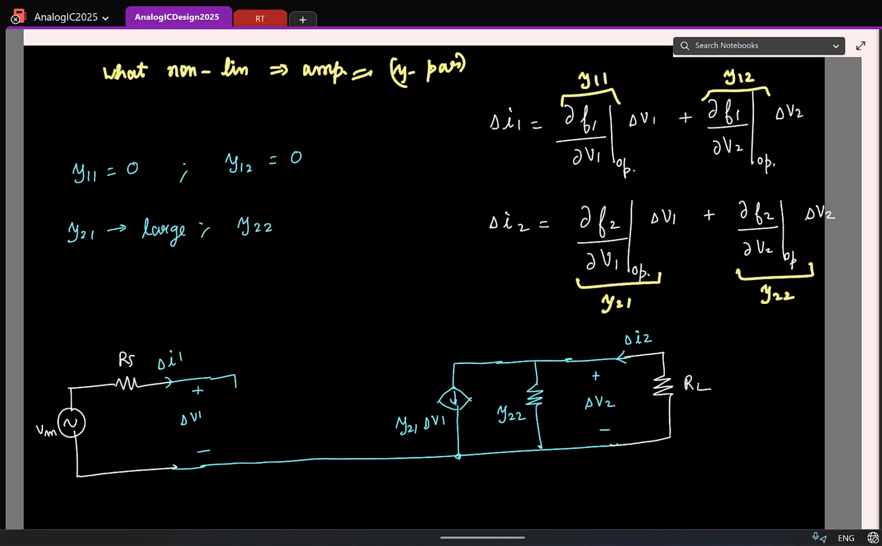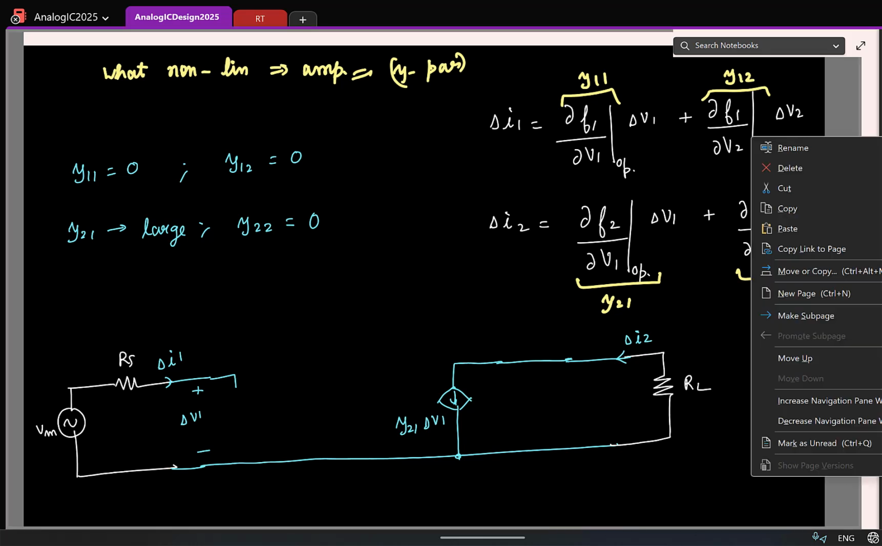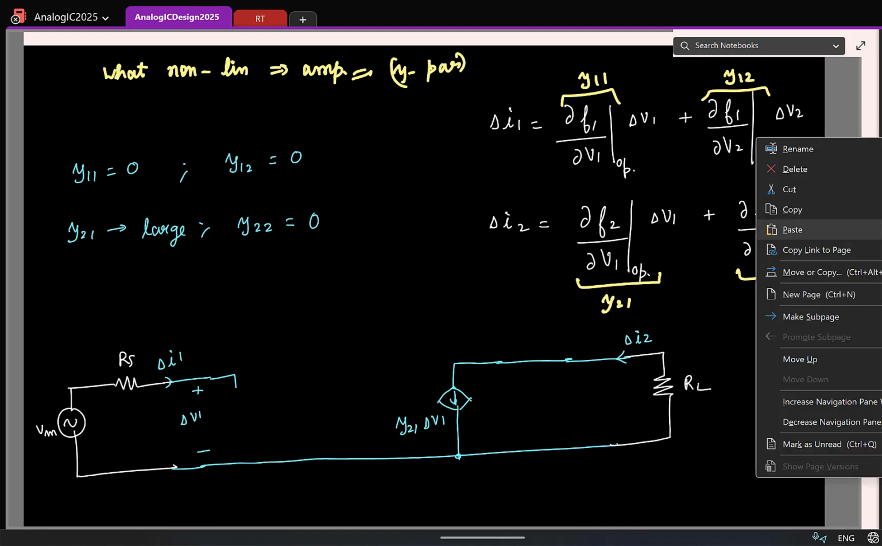And what is Y22? What is Y22 doing? I have some current generated. Some of that current is getting stolen by Y22. Only the remaining current flows through my load. Ideally, how much of the current do you want to flow through the load? All of the current. So what do you want Y22 to be? The resistance should be infinity. Y22 should be zero. So this is the ideal Y parameters for a good amplifier.